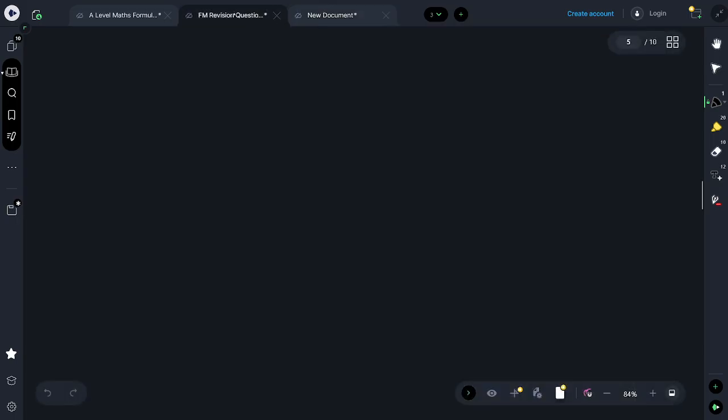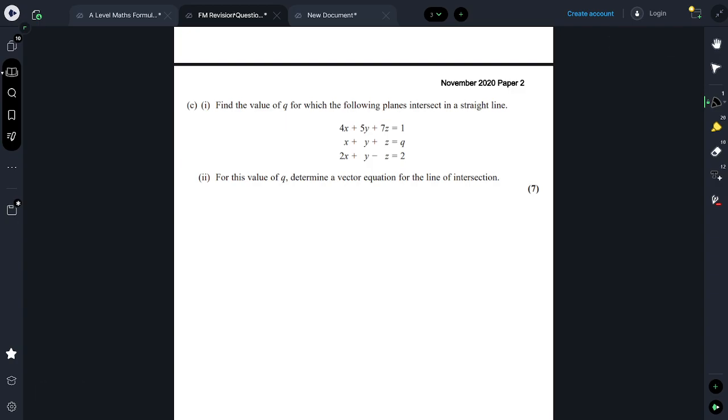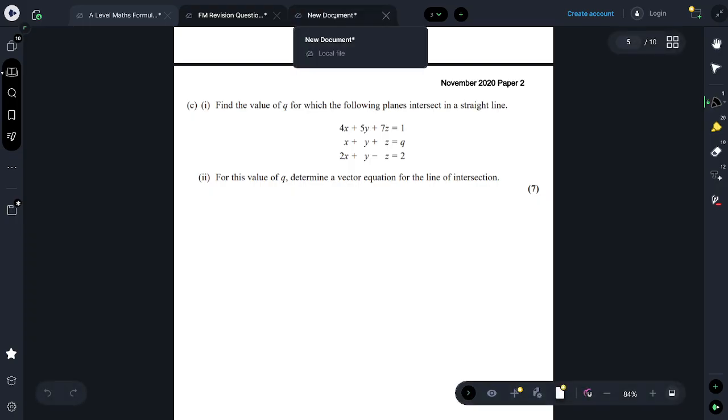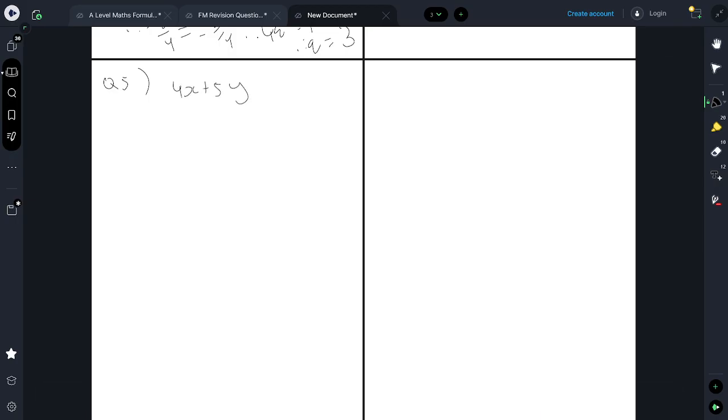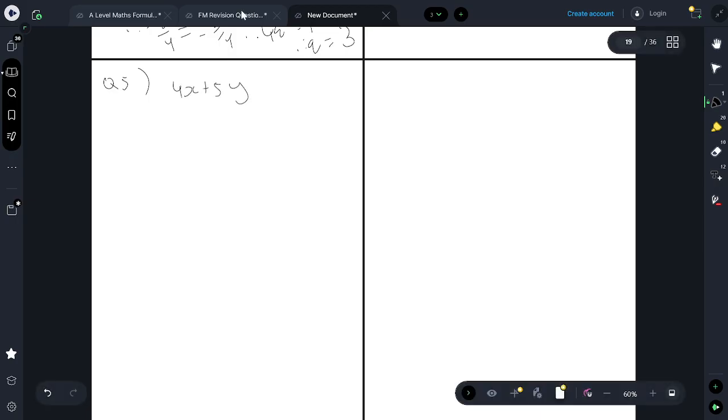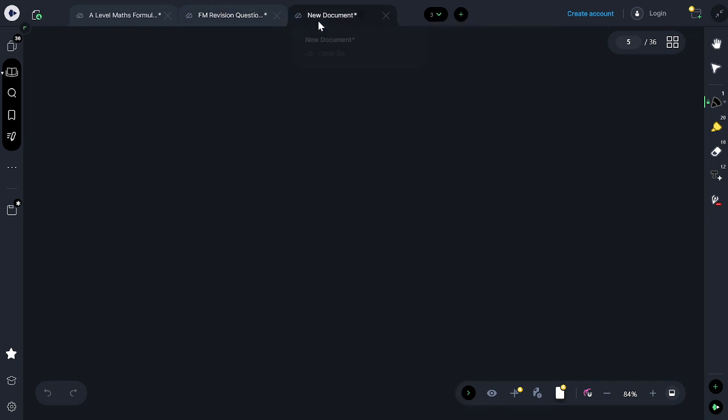Anyway, so question 5. So that's where I have a read. So the value of q. So the following planes intersect in a straight line, and then determine the vector equation of the line. So let's write this down. So we're going to have 4x plus 5y plus 7z is 1.